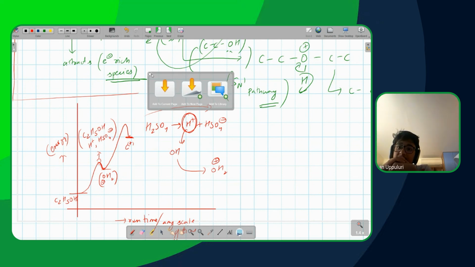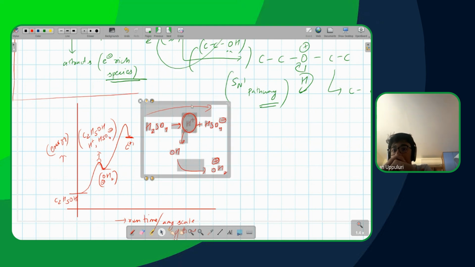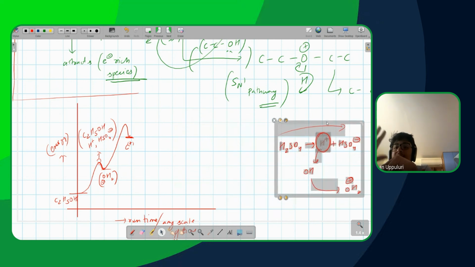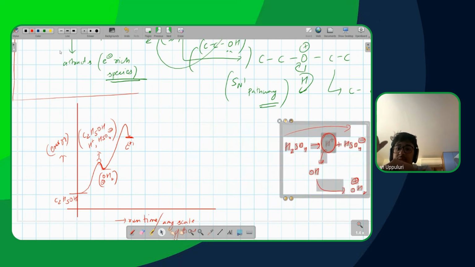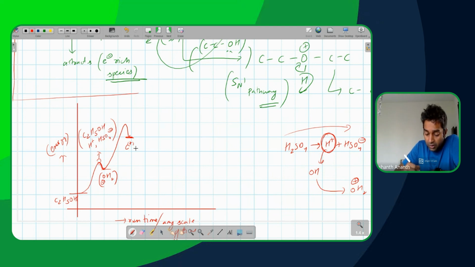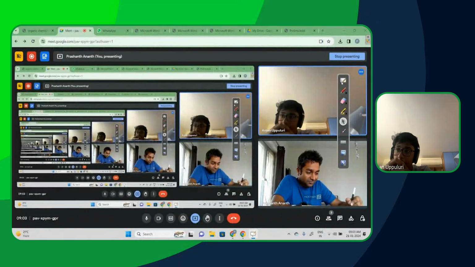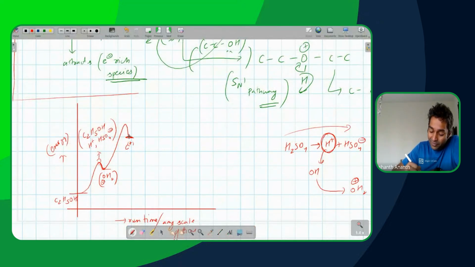One second. I want to know how to cut this out. Removing H2O requires energy. That's why it's going up, right? Yes, understood. Now, next step, what will happen here?